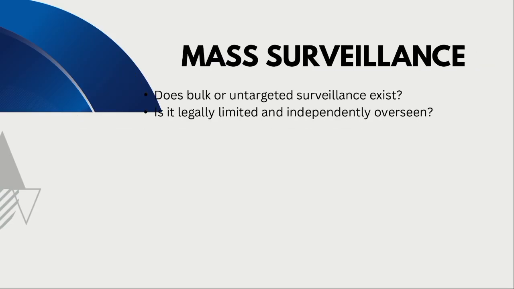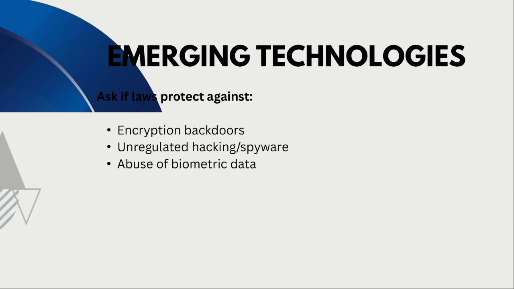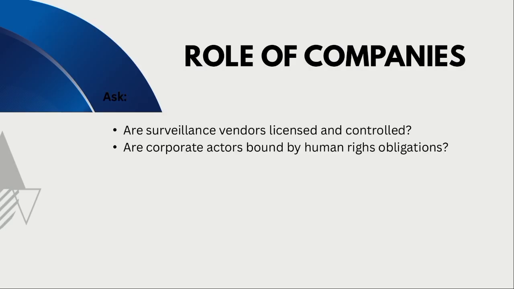Mass surveillance. Are bulk and untargeted surveillance allowed or not? Is mass surveillance legally limited and independently overseen? If not, then this is a grave violation. Emerging technologies. We need to ask here if laws protect against encryption backdoors, unregulated hacking or spyware, and abuse of biometric data. Lack of rules means high risk of violations.